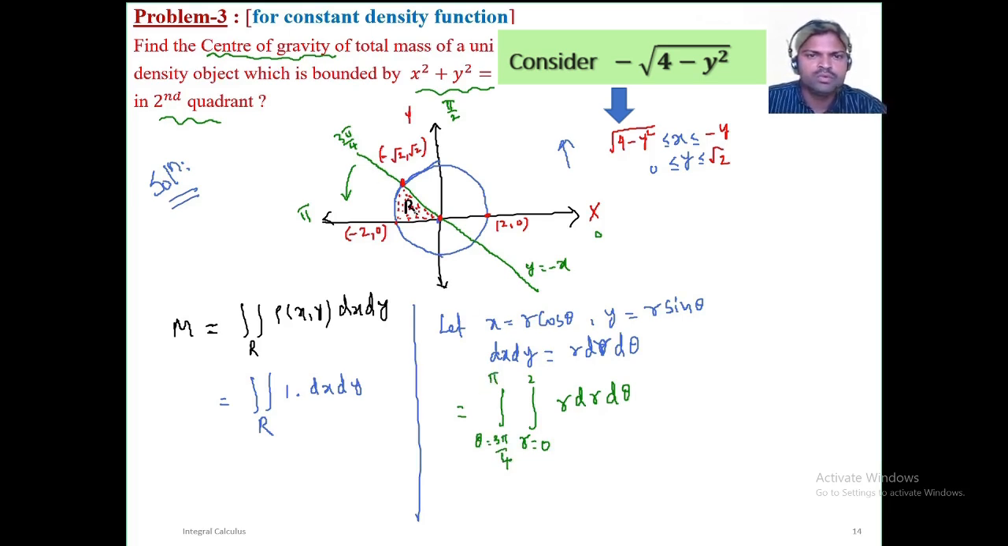Because only from this one I want, right? R is the shaded one. So from here to here only. So 3 pi by 4 to pi.